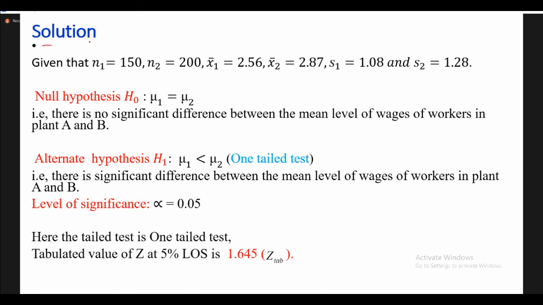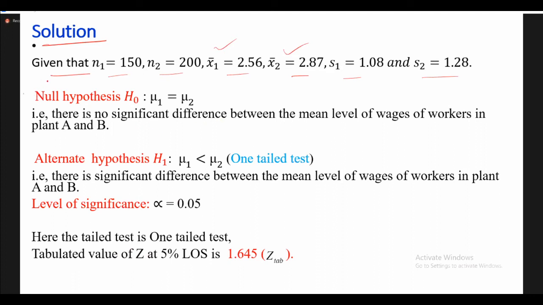The solution part. Given that n1, n2, x1 bar, x2 bar, s1 and s2. See, two means are there, x1 bar and x2 bar, and sample sizes are greater than 30. This is the large samples, two means, or difference of means.